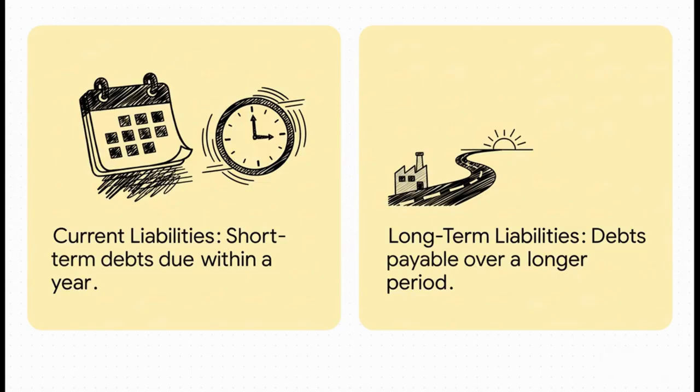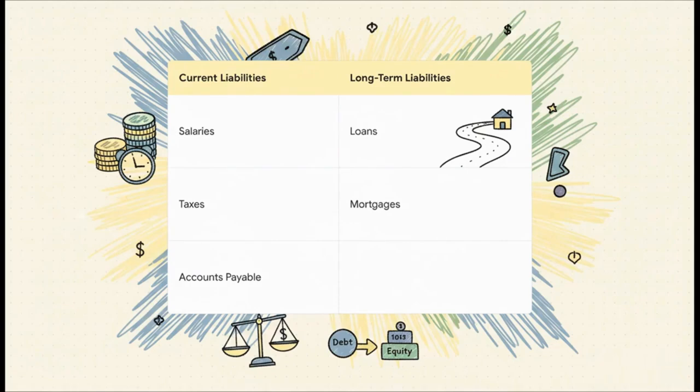Then you have long-term liabilities. These are the bigger debts that are paid off over a much longer period, representing those major financial commitments. So let's look at some real-world examples to make this stick. Over in the current or short-term column, you've got things like paying employee salaries and, of course, taxes. Accounts payable is another really common one, and that sounds fancy, but it's just the money a business owes to its suppliers. On the long-term side, you see the heavy hitters, like big business loans or a mortgage on an office building, things that get paid down over many, many years.